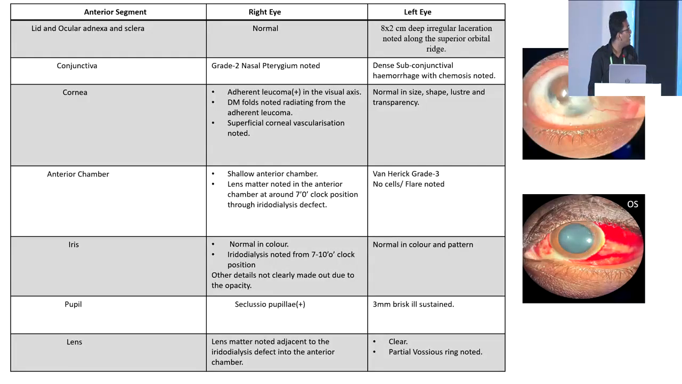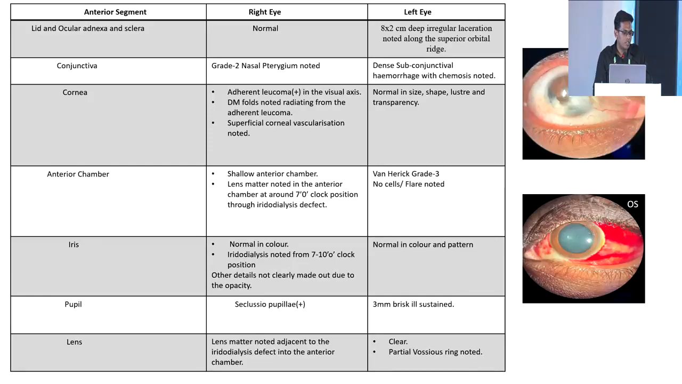On evaluation of the anterior segment, in the right eye, lid and ocular adnexa were normal. The left eye showed an 8 cross 2 centimeters deep irregular laceration noted along the superior orbital ridge, and a dense subconjunctival hemorrhage with chemosis was noted. In the right eye, the cornea showed adherent leukoma in the visual axis with DM folds radiating from the adherent leukoma, and superficial corneal vascularizations were seen.